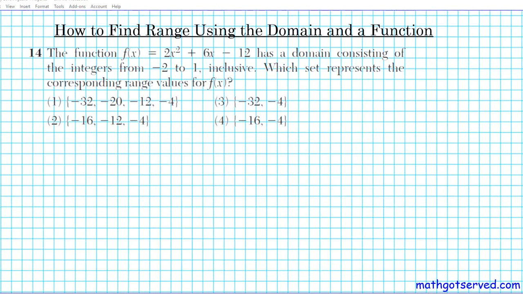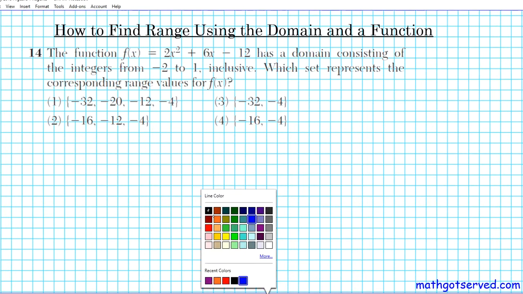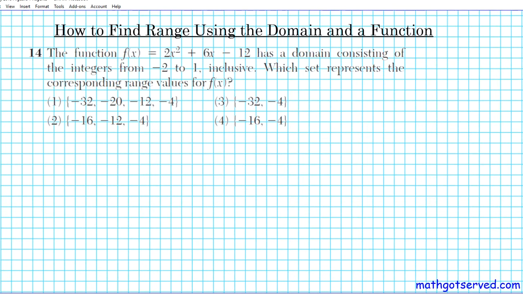Number 14. In question 14, we're going to be learning how to find the range of a function using the specified domain and the function in algebraic form. The question reads: the function f of x equals 2x squared plus 6x minus 12 has a domain consisting of integers from -2 to 1 inclusive. So basically we add the endpoints. Which set represents the corresponding range values for f of x?